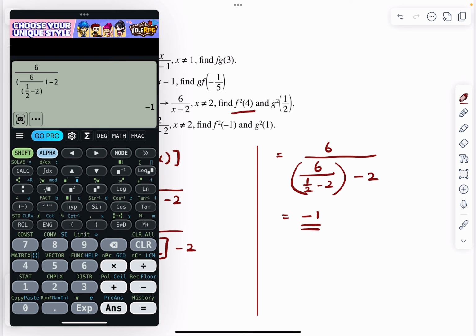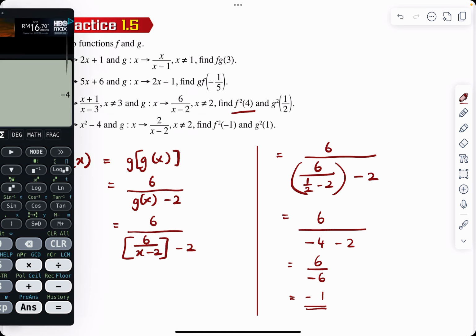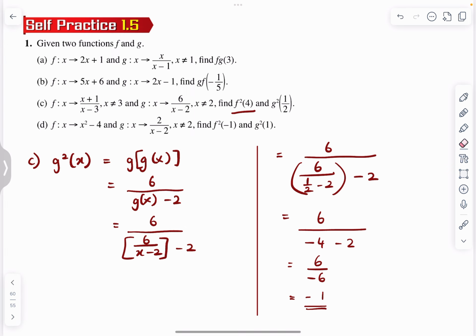Okay, if you don't know how to type in your calculator, what you can do is you can do the one in the bracket first. So 6 over 1 over 2 minus 2, we can do this first. So we get negative 4. So then you can write it as 6 over negative 4 minus 2. So this will be 6 over negative 6, which is negative 1. Also can.